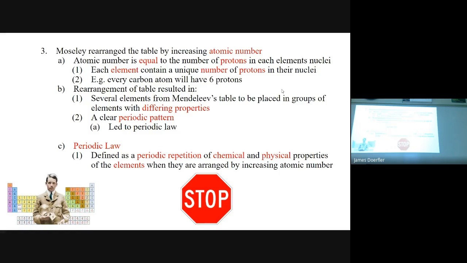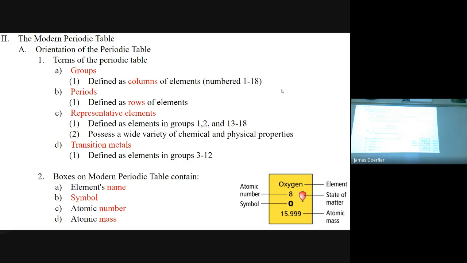Okay? So the first part of section 1 had us looking at a very brief history of how the periodic table was developed and a few of the early examples of how it was arranged. Okay. So now we're going to discuss the modern periodic table. So the terms that we utilize when discussing the modern periodic table are groups, periods, representative elements, transition metals. So that's what kind of terminology you'll hear me use.